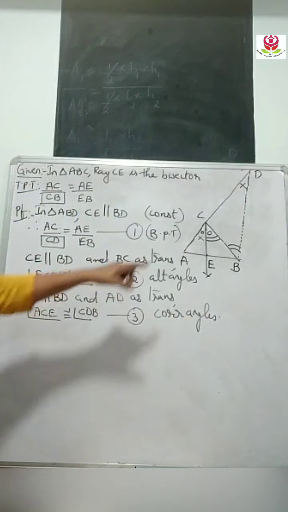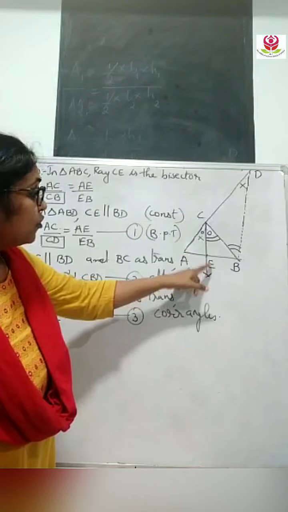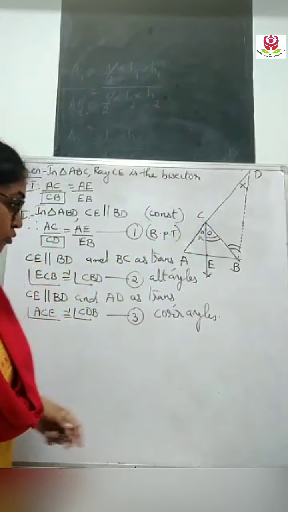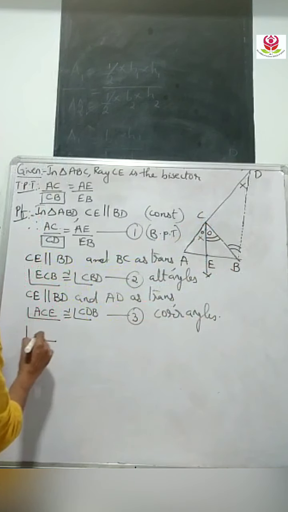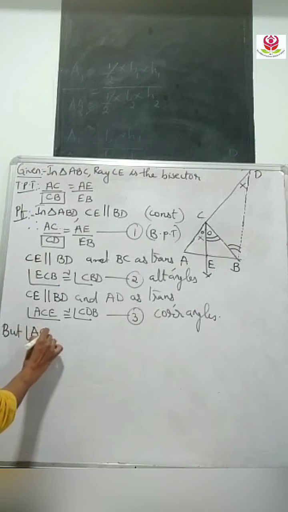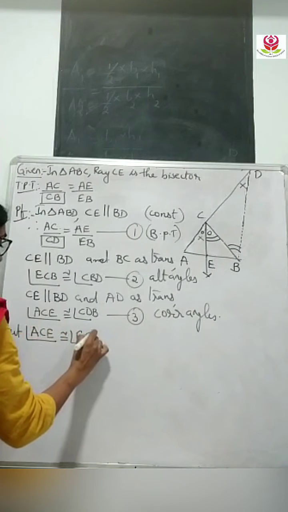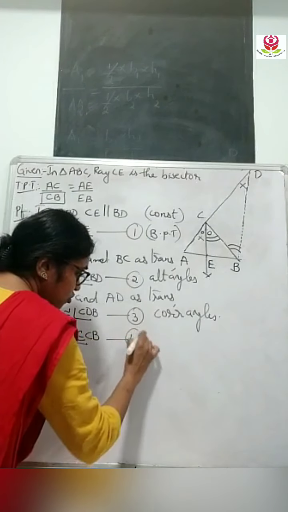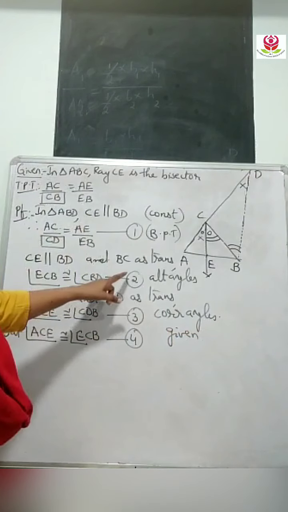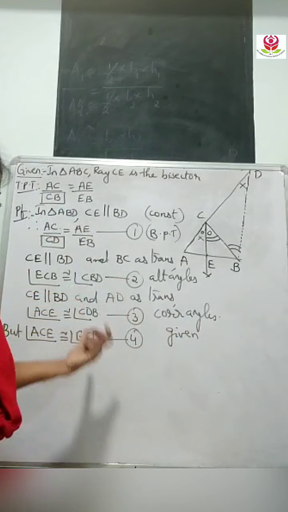So now already it is given to you that angle ACE is congruent to angle ECB, because CE is the bisector. So now you can use that also. You can mark it as equation 4, and the reason for this is given. So now when you compare equations 2, 3 and 4, you can conclude something.